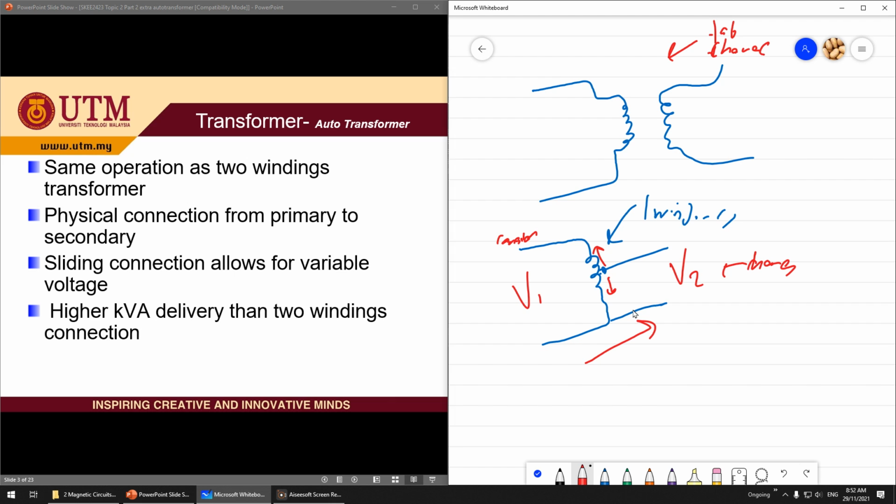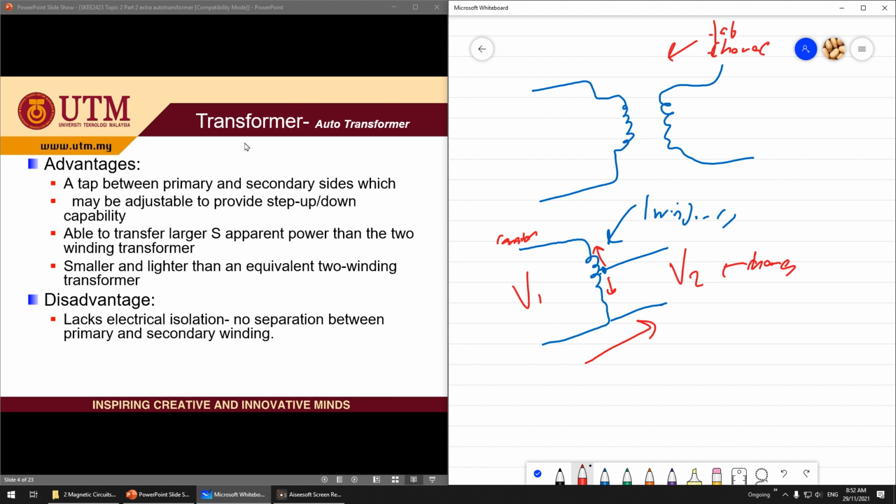Okay, and higher kVA delivered than two winding connection. This one just ignore. Okay, what is the advantage of auto transformer? You need to know this. The tap between primary and secondary side may be adjustable to provide step up and down capability. This one I told you before. The advantage is you can change the voltage easily. Able to transfer a larger apparent power than two winding. So this one you have a limitation of apparent power, but this one you don't have the limitation of apparent power because you have the same connection.